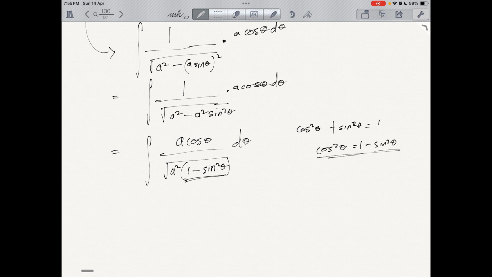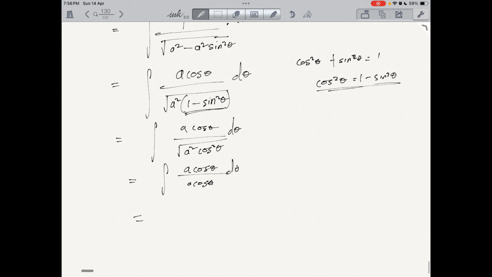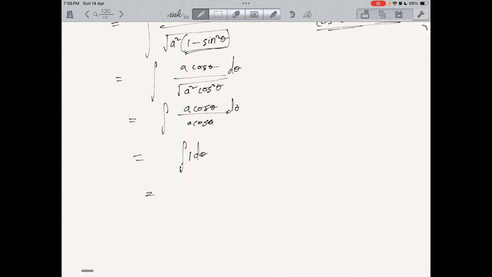So this becomes a cos theta divided by square root of a squared cos squared theta d theta. Now this is equal to integral of a cos theta divided by a cos theta d theta. Now this is equal to integral of 1 d theta. Now integrating a constant, we will have theta plus c.